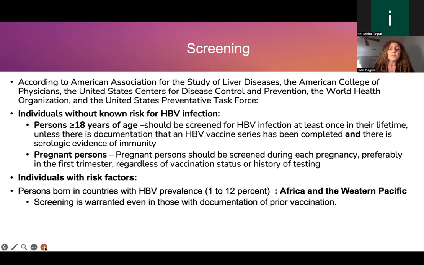Individuals with risk factors, such as people born in countries with high hepatitis B prevalence, Africa and the Western Pacific, should be screened, even those who have prior documentation of vaccination.